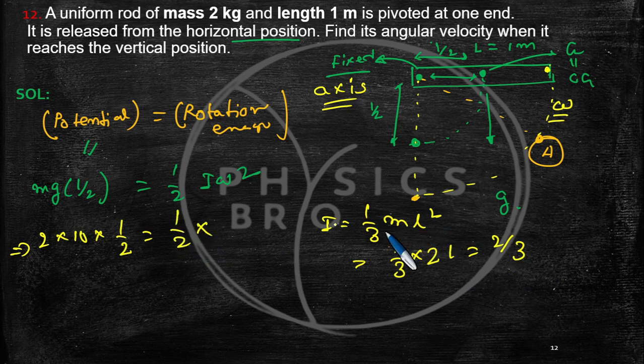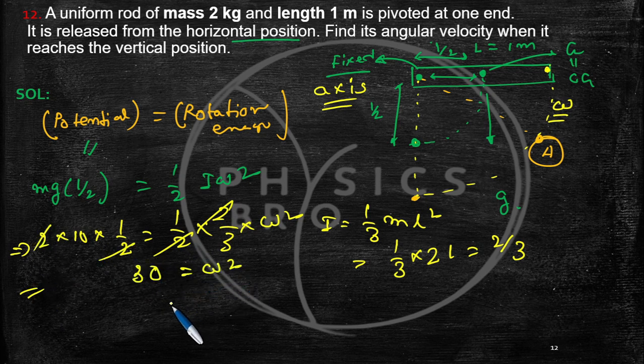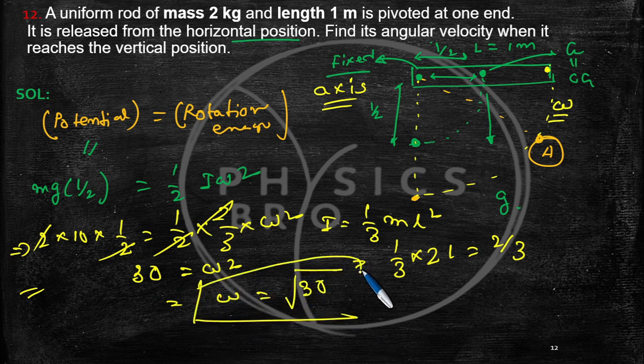It equals half, I is 2 by 3, 2 by 3, and omega square. So there is some 2 and 2 and this 2. So there is 30 equals omega square, and omega equals root 30. Okay, root 30 radian per second is our answer.